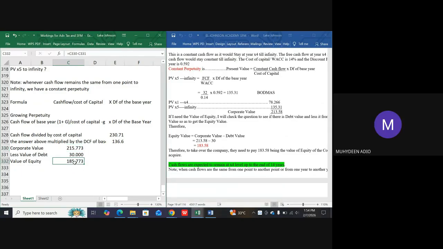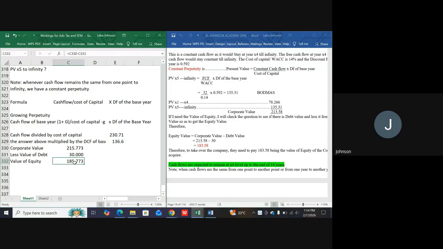There is a question. Okay. So you need to come again from cash flow divided by cost of capital. I don't know how you got 230.71.